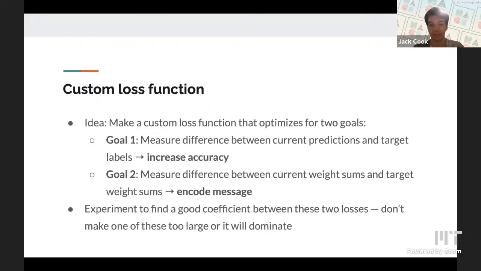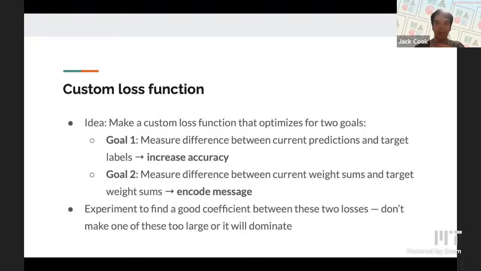And so, yes, this is the intended solution. We want you to make a custom loss function that optimizes for 2 goals instead of just 1. So the first goal is going to be the same one as the one that I just said, the one that you're going to use in basically training any machine learning model. You're going to have one cross entropy loss that measures the difference between the current predictions that the model is making and the target labels. And the goal of this first loss is to increase the accuracy of your model, because we imposed a constraint on you that the downstream accuracy of the model that you submitted to us had to encode the right message, but it also could not get less than 82% accuracy.